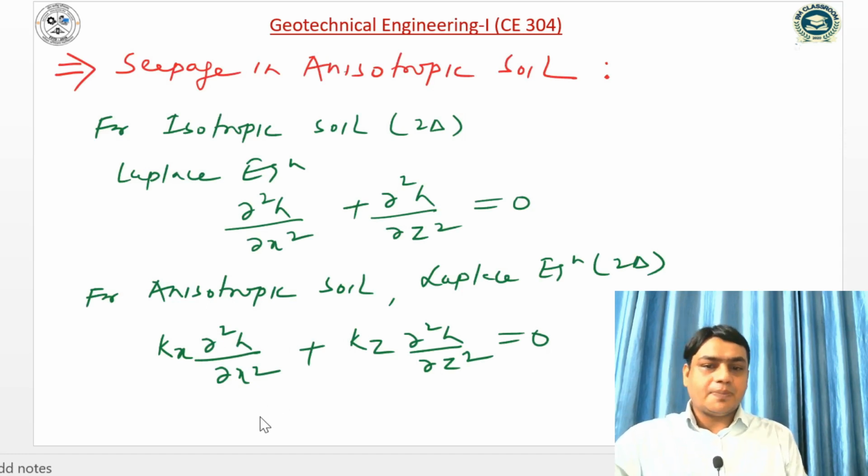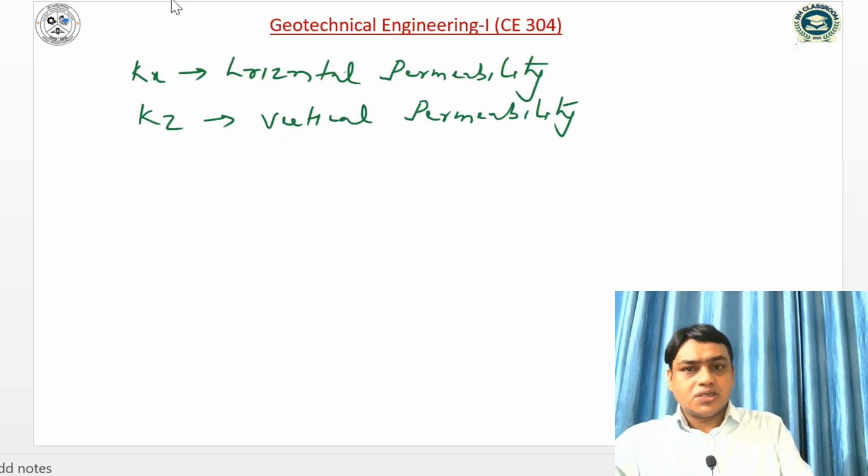We have seen that the solution of the Laplace equation gives two sets of curves: one set is the flow lines, the other set is the equipotential lines, and they are orthogonal to each other. But in the case of anisotropic soil, there is a chance that the flow lines and equipotential lines will not be orthogonal to each other. So we have to replace this value. So there is a replacement.